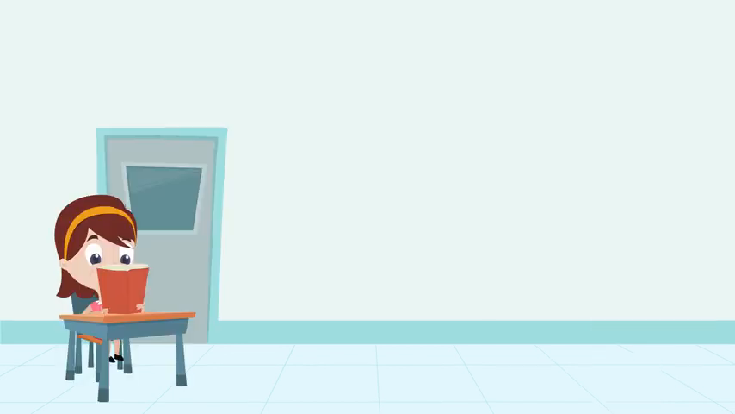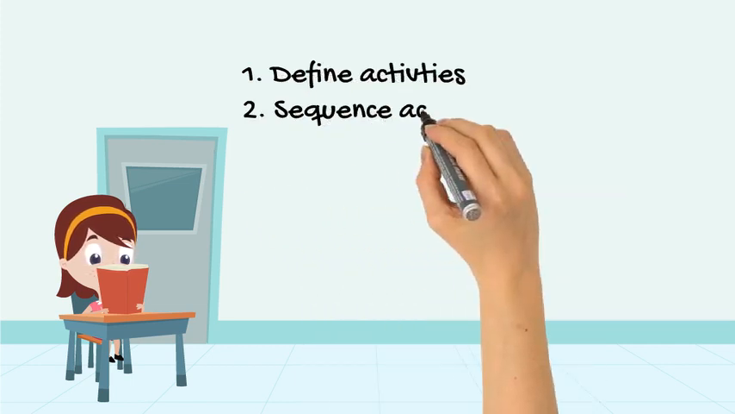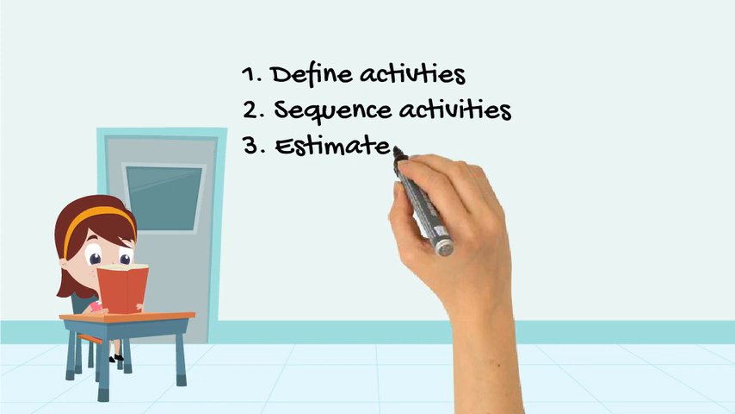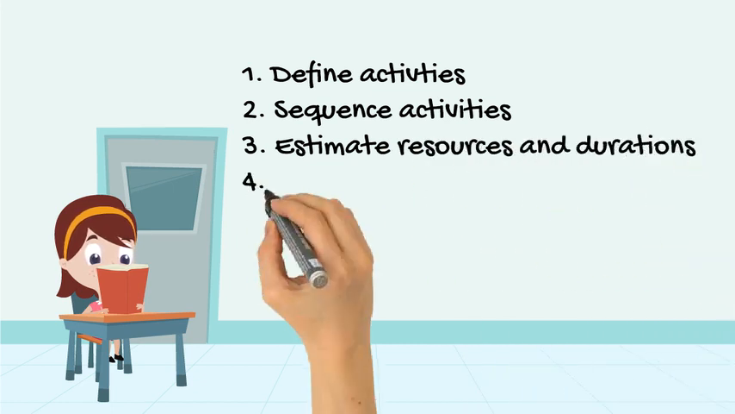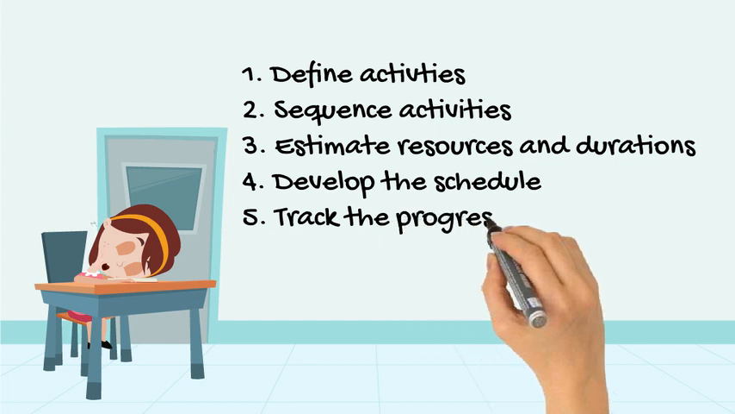So here is a recap. First, define activities, then sequence them. Estimate resources and durations. Finally, accounting for all constraints, develop the schedule. Track the process using control schedule.